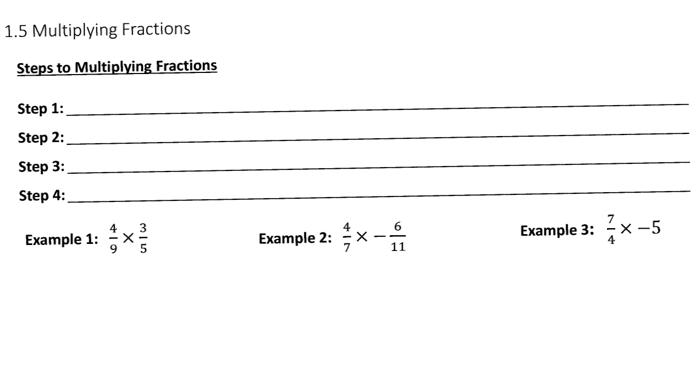Step one is that we need to get our fractions in simplest form first. Okay, so we always want to start off with smaller numbers because sometimes when you're multiplying, the numbers can get pretty large. So we want to get them in simplest form so that way they're not big numbers.